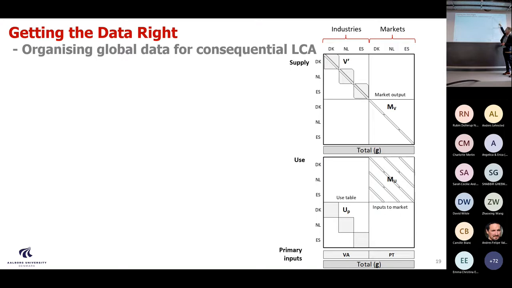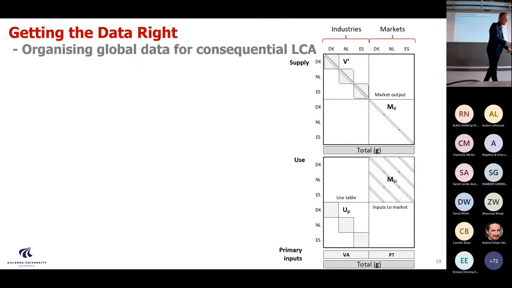And down here, it's a use table. That's also something they publish. They tell us which products are used by each industry. Then we can put some emissions in and link the whole thing together, and we have a nice LCA model. So that is basically how we are constructing data.